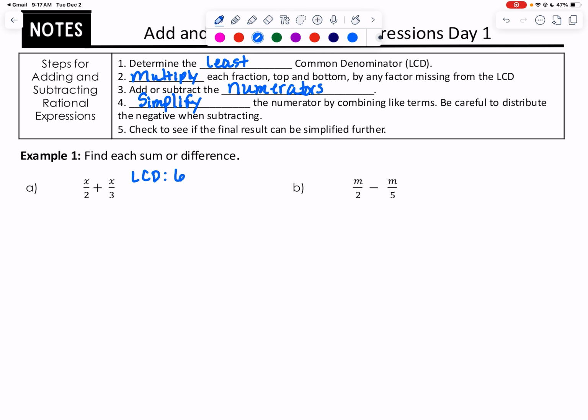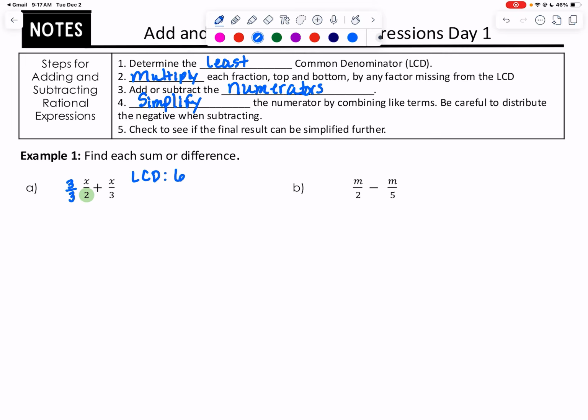All right, so we did step 1. We determined the least common denominator. In step 2, we're going to multiply each fraction, top and bottom, by any factor missing from the LCD. So in our first fraction, our denominator is 2. Now, what would I have to multiply 2 by to transform it into 6? Well, I would have to multiply it by 3. So I'm going to multiply top and bottom by 3 over 3. Now, the reason we're doing that is because 3 over 3 is equal to 1. So I haven't changed the value of the expression at all.